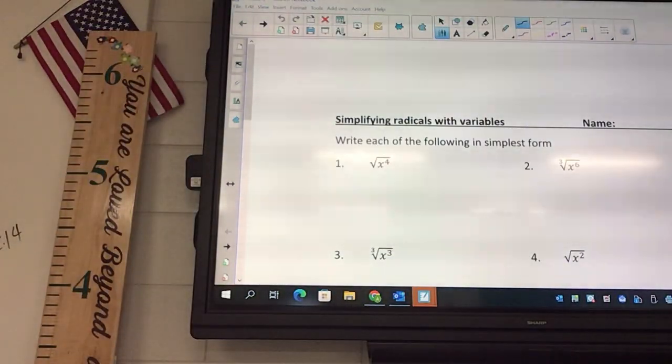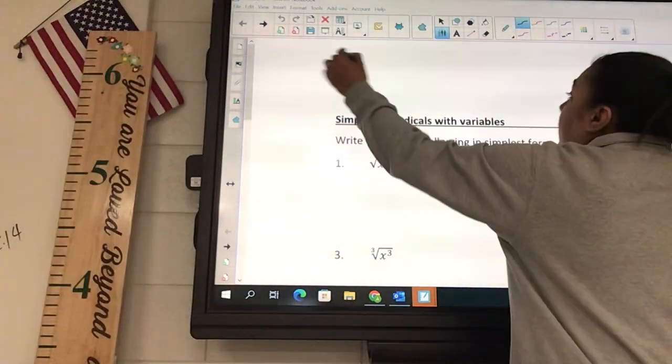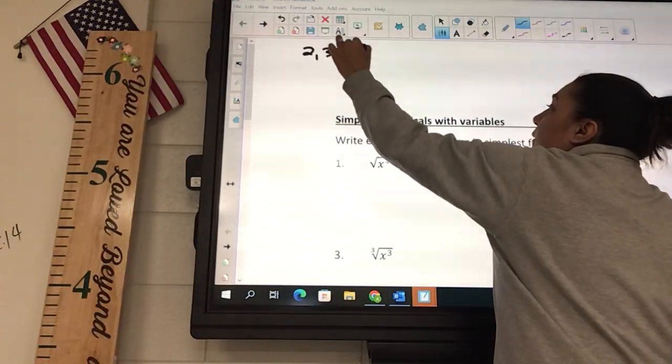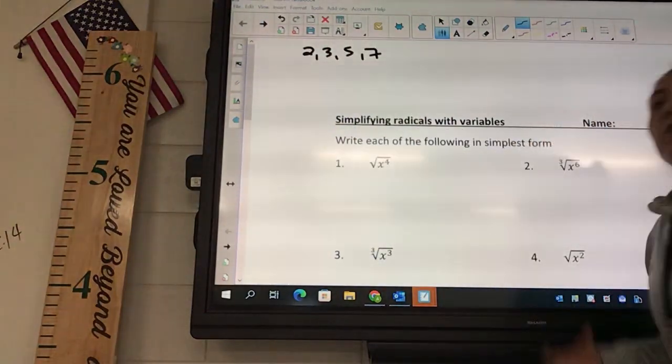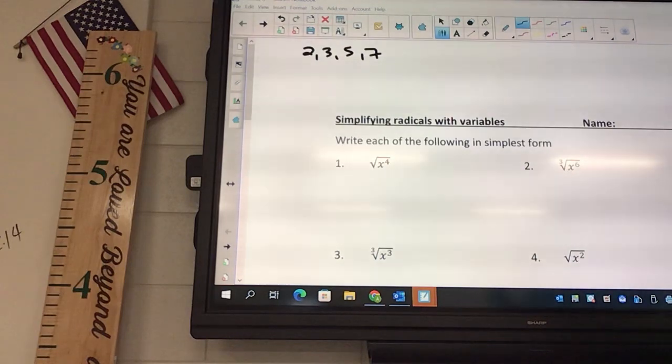On where we did numbers. Okay, and I gave you these magic numbers, and you don't need to write them down. But they were 2, 3, 5, 7. Those are the only ones we were allowed to circle and group out and put out.